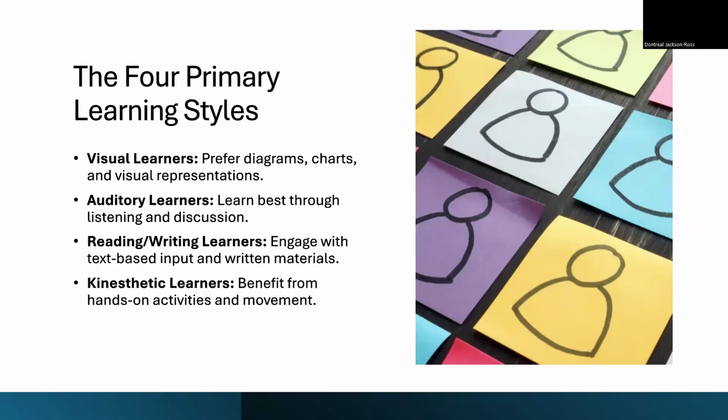Now, as I stated, there are four primary learning styles in the VARC model. Visual learners prefer diagrams, charts, and visual representations. The auditory learner learns best through listening and through discussions. The reading and writing learners engage best with text-based input and written materials. And the kinesthetic learner benefits from hands-on activities and movement.